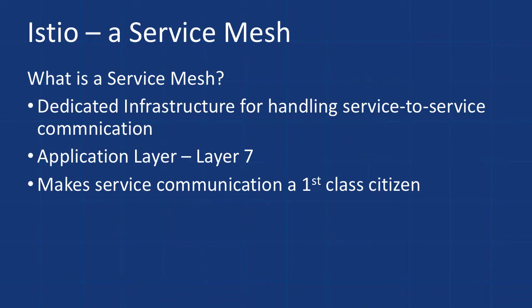And really the best I could find is that service meshes attempt to make service communication a first-class citizen. So you've got this dedicated infrastructure for handling service-to-service communication that happens at layer 7, and this is all pulled out into a thing that is a first-class citizen.